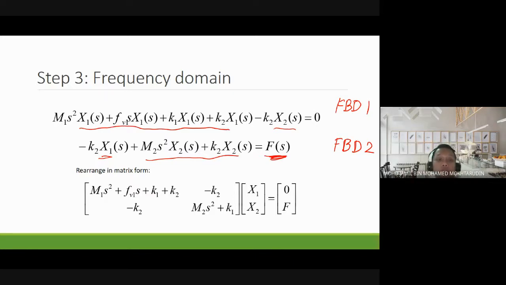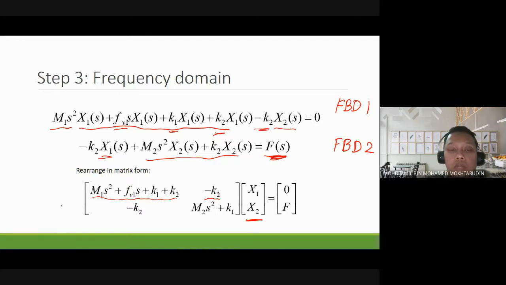Then you need to arrange them in a matrix. You multiply with x1 over x1, x2. Here, x1, x2. So the first element here represents the first equation that is multiplied with x1. So we have m1 s squared, we have f v1 s, we have k1, and we have k2 here. So you just write all the things in the first element of the matrix. And then the second element is any element in the first equation that is multiplied with x2. So you have minus k2 here.